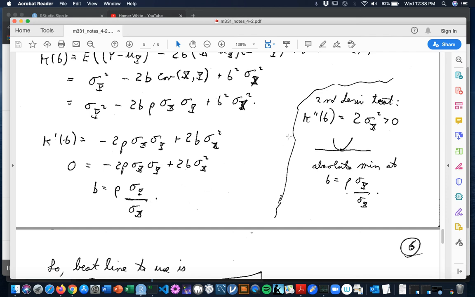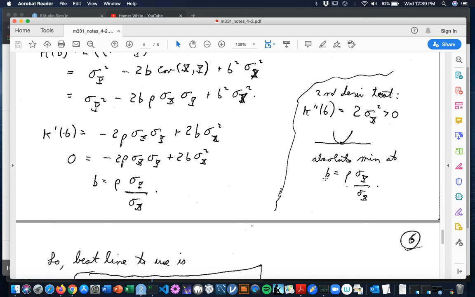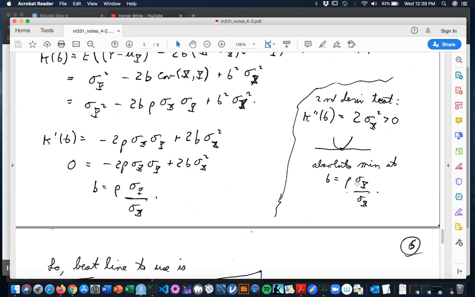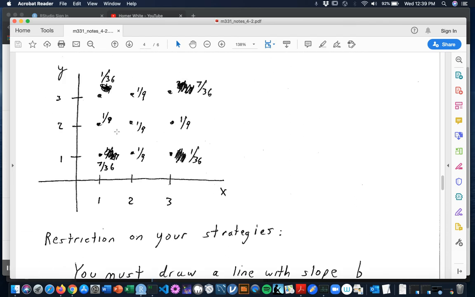Now, is that a max or a min? Do the second derivative test. If I grab the derivative of this, you'll see that I'm left with twice the variance of x, which is positive. So I have something concave up, and I must be at an absolute min. So the best line to use is the one whose slope is that. That line may not cross any more than maybe that one point there, the point of the expected values. It may not cross any other points.